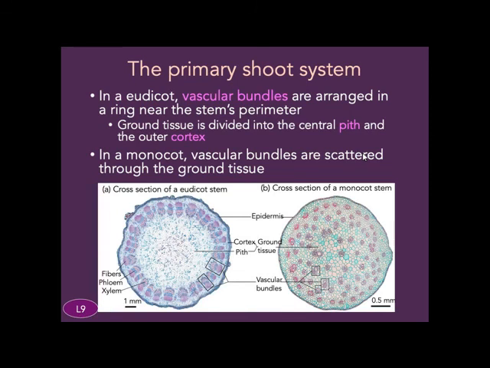All right, so let's take a look at the primary shoot system. In a eudicot, vascular bundles are arranged in a ring near the stem's perimeter, meaning near the outside. So you can see here, each of these is a vascular bundle, like this. And the ground tissue is divided into a central pith and an outer cortex. So this bit on the outside is the cortex, and this bit in the middle is the pith. If you're a monocot, your vascular bundles aren't arranged all around the outside, but are instead scattered throughout the ground tissue.